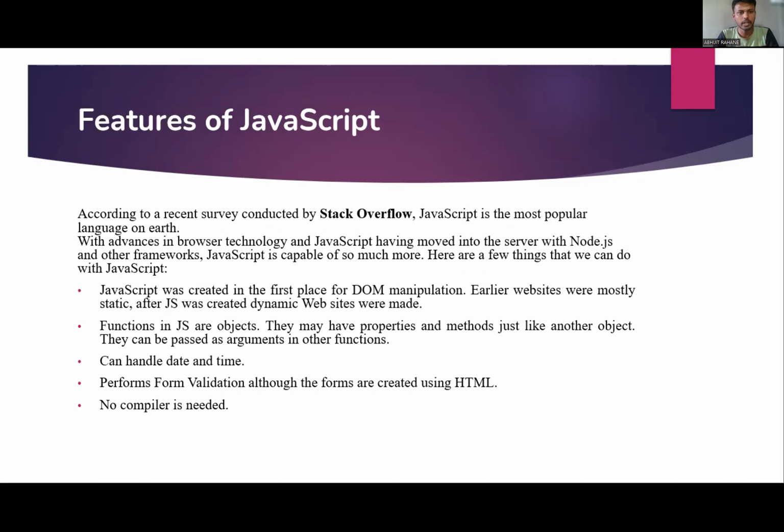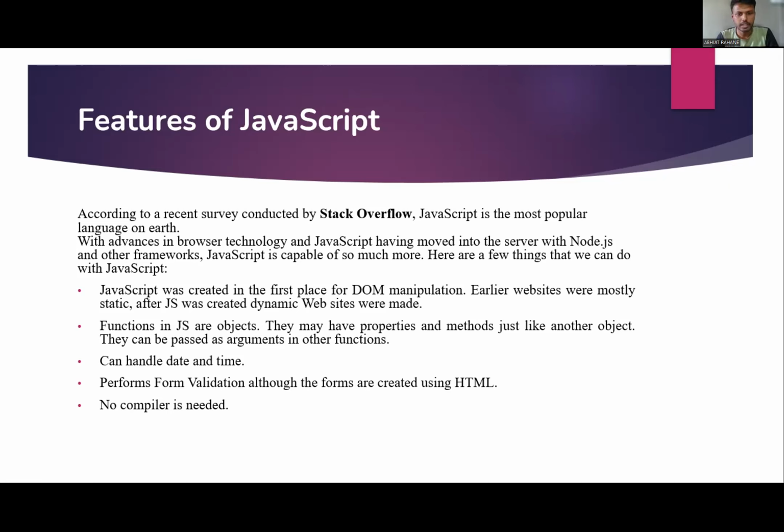Features of JavaScript. According to a recent survey conducted by Stack Overflow, JavaScript is the most popular language on earth. With advances in browser technology and JavaScript having moved into the server with Node.js, like a server-side scripting language. This is one of the versions of JavaScript, that is Node.js. There are other frameworks also. JavaScript is capable of so much more. Here are a few things that we can do with JavaScript. We can do multiple works with JavaScript.